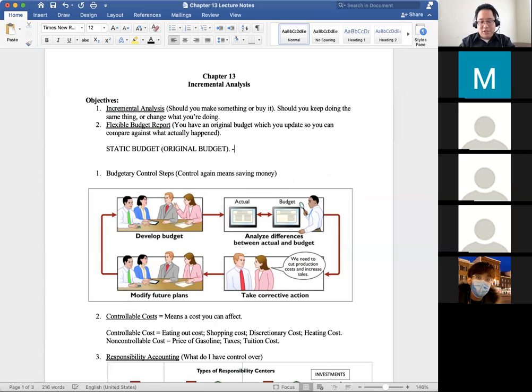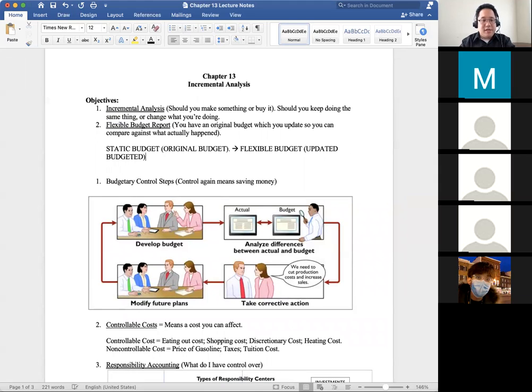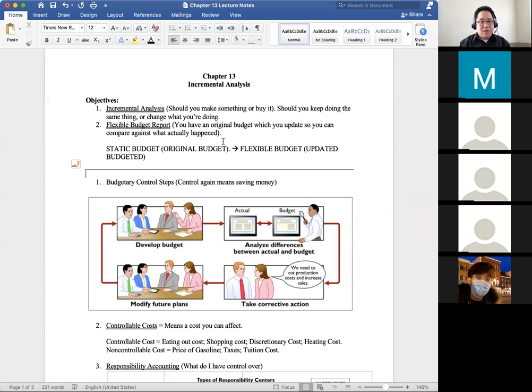Sometimes you have to take your original budget and you have to update it with new information. We call that a flexible budget. This is an updated budget. So we're going to talk about the process of taking static budgets or original budgets and then updating them with new information to create what we call a flexible budget. Okay? So again, what we're going to talk about today is how to figure out whether you should change what you're doing or keep doing the same thing. And secondly, we'll talk about taking an original budget or an original plan of what you're going to do and then updating it with new information.